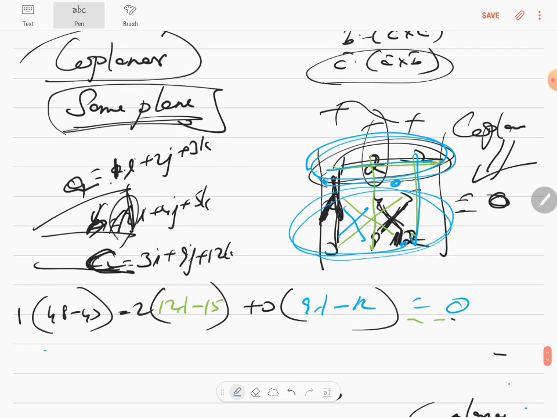Such questions usually come for the boards, where they give you 3 vectors and ask if they are coplanar. To prove it's coplanar, the determinant value has to be equal to 0. The next question is, they will say it is coplanar, and ask you to find the lambda.